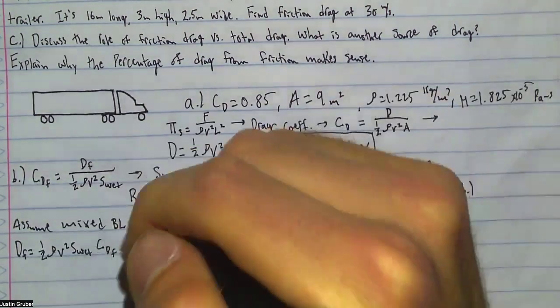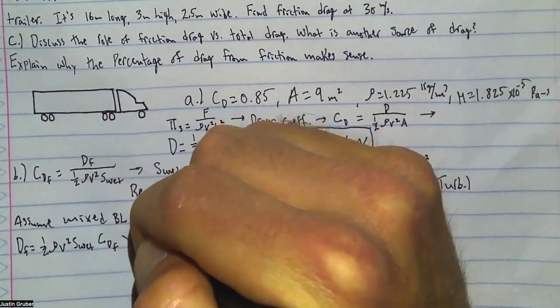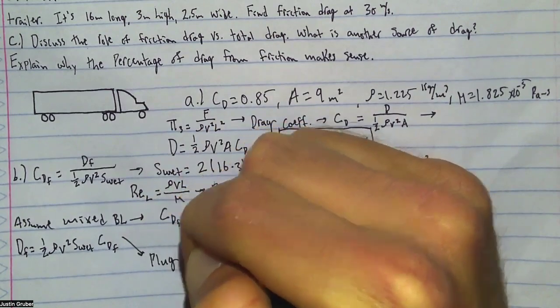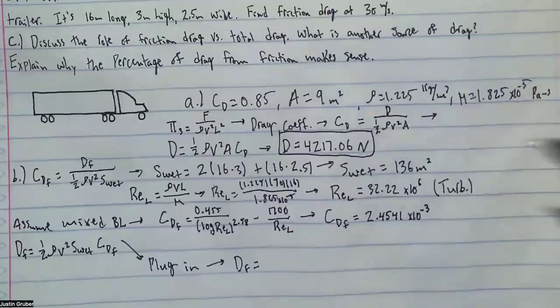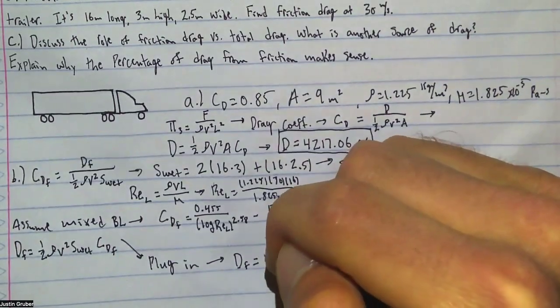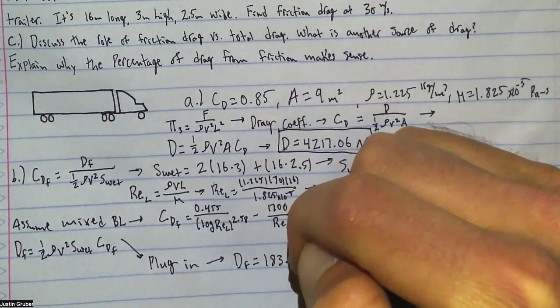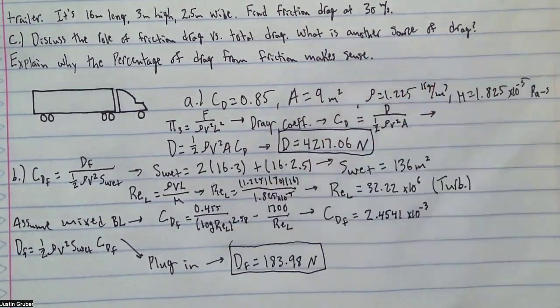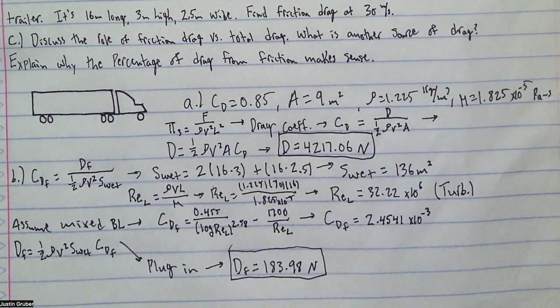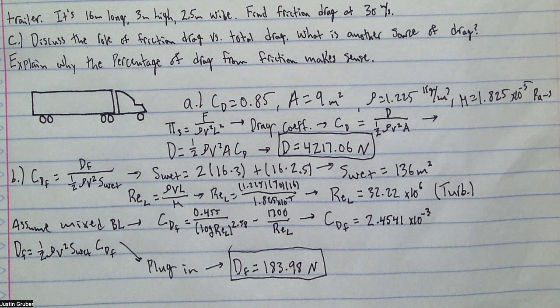Right, plug everything in. You get DF is 183.98. And boom, there you go. There's that one. Okay, and obviously, real shocker, it's a lot smaller, which is fine. That's to be expected, right? Just the viscous force of air pulling on the truck isn't going to be that high. But I mean, 200 newtons is not insignificant, right?